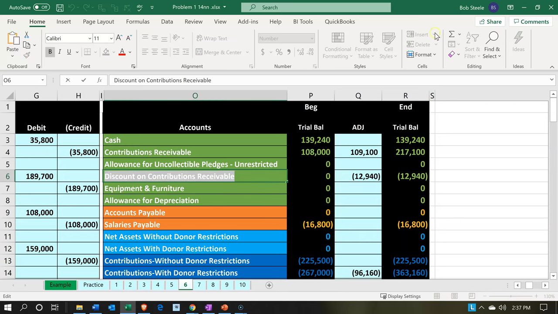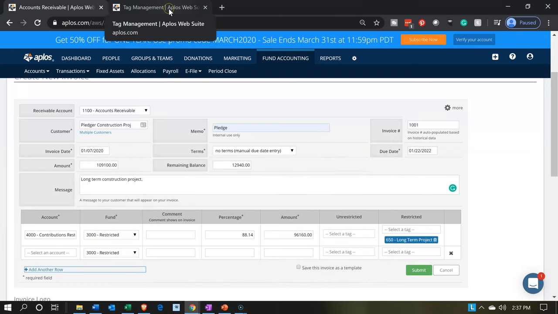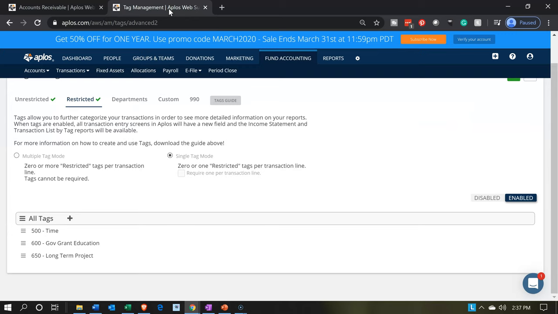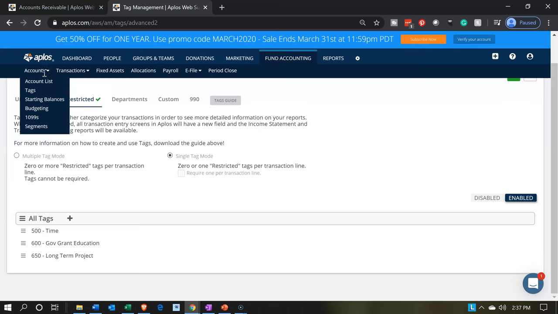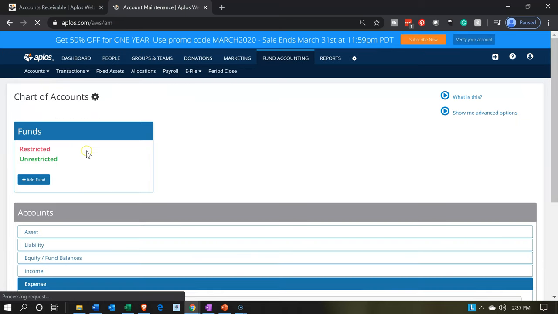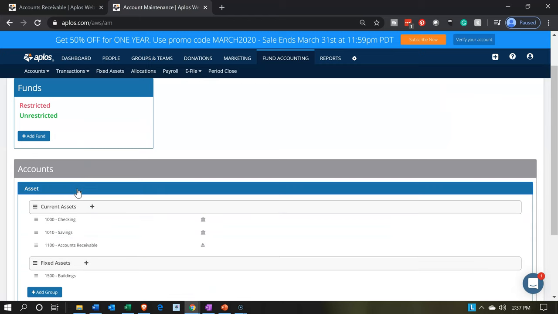So we're going to do a similar type of thing. I'm going to go back on over to this other tab now, this new tab that we set up. So we're going to use this now to set up our account that we're going to have to use. I'm going to go to the fund accounting. We're going to go to the accounts. We're going to go on down to the account list. Within the account list, we want the asset type of account. It's going to be in the current asset area. Then we want it pretty close to the receivable.